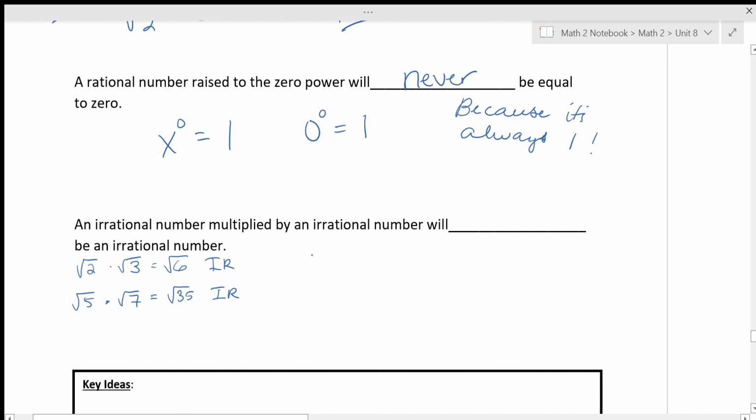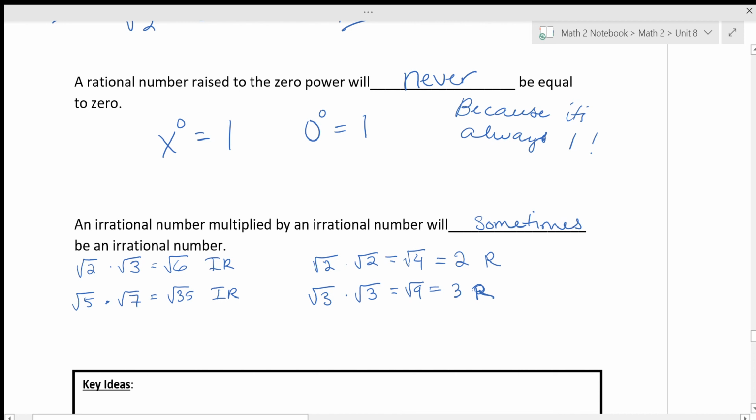However, what happens when we do root 2 times root 2? That gives us root 4, which is 2. That is a rational answer. So anytime we take a radical, which would be an irrational number, anytime we take it and multiply it by itself, we get a rational answer. Because of that, that makes this blank sometimes. An irrational number multiplied by an irrational number will sometimes be an irrational number.